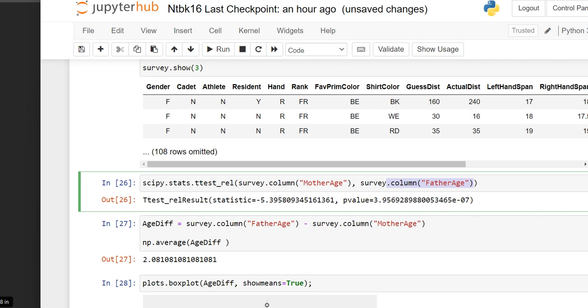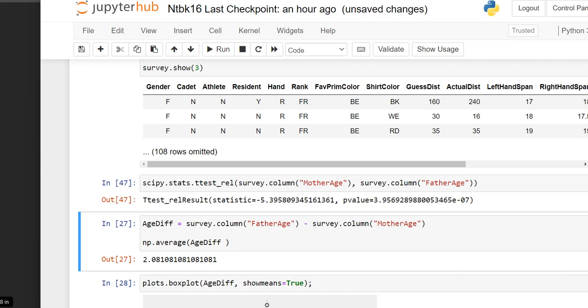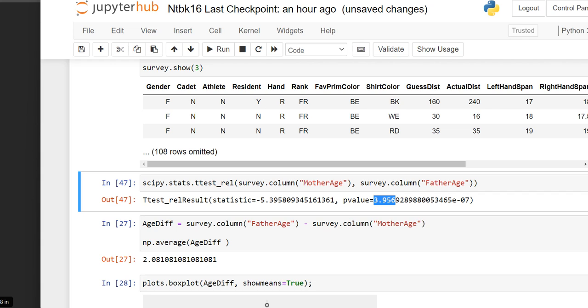Okay, and why don't we sort? Well, they're coming from the same table. All the values are coming from this survey table, and so they're already paired up based on whichever student answered the survey for that particular row. All right, so we run this, and we get a p-value that's about 3.96 times 10 to the negative 7th.